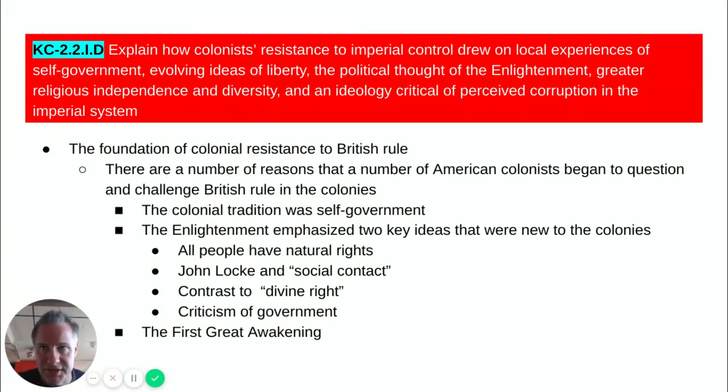Not something that the British government is going to like. They don't want to be criticized. They have divine right. They're governing because they're correct.